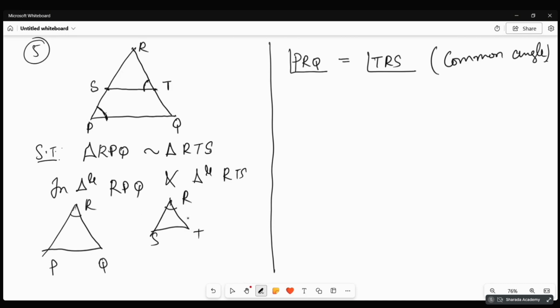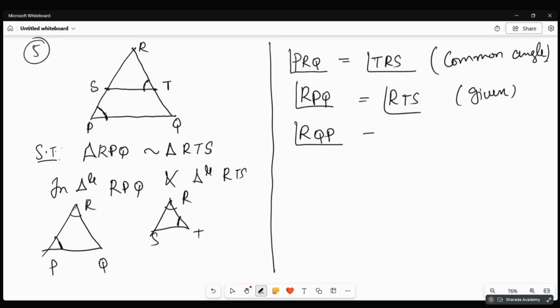Now, angle T is equal to angle P, which is given. So angle RPQ is equal to angle RTS, it is given. If two angles are equal, the third angle should be equal, right? So I can write angle RQP is equal to angle RST by angle sum property. So all three angles are equal, then the two triangles are similar.